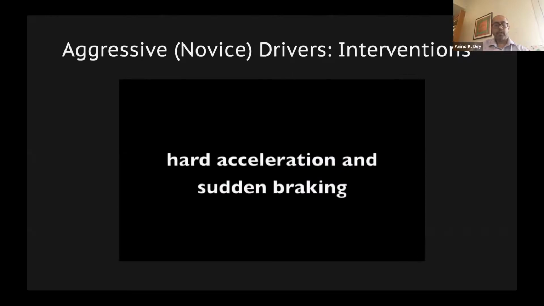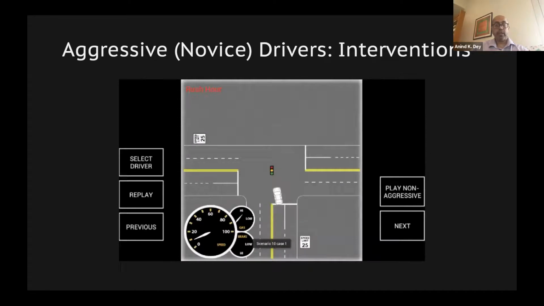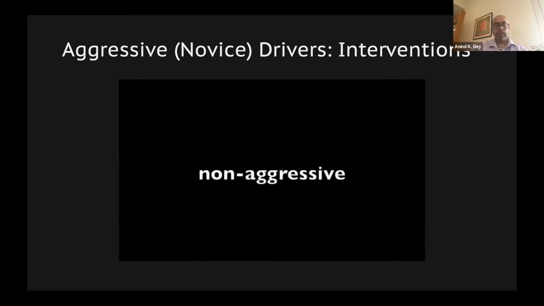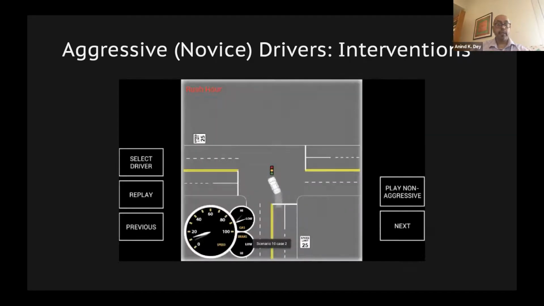Second example, someone is trying to take a left turn through an intersection. And so you can see the aggressive driver slammed on the brake, and then they accelerate through the intersection. A simulated non-aggressive driver would have had a smooth path through the entire intersection. So these were just very simple interventions to try and convey the behaviors that aggressive drivers were exhibiting.